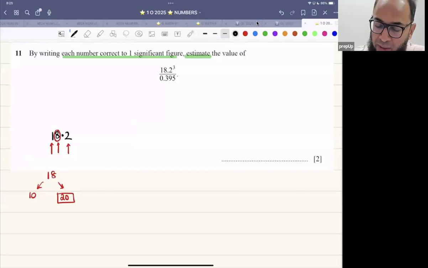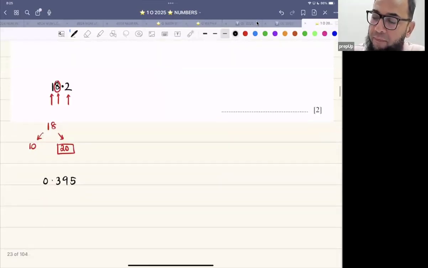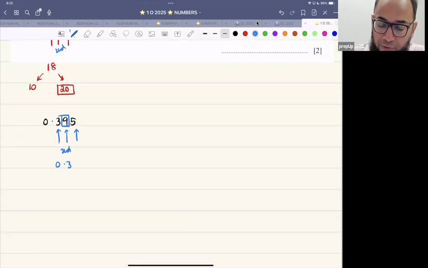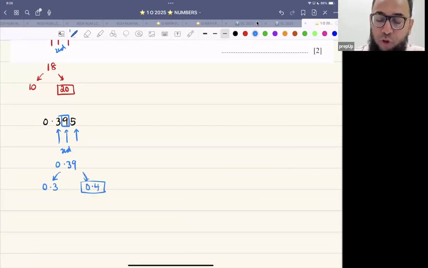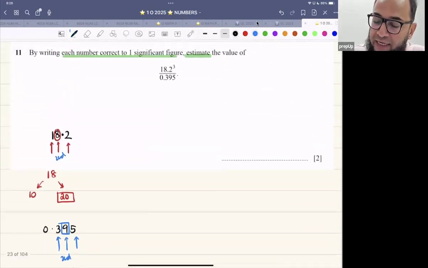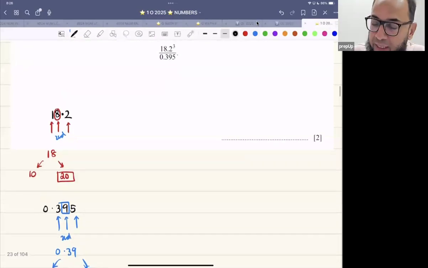What about 0.395? This is first significant figure, second significant figure, third significant figure. The decision maker is the second significant figure. 0.39, is it closer to 0.3? Is it closer to 0.4? It's closer to 0.4. So therefore, we will write 18.3 cube, that is 20 cube.